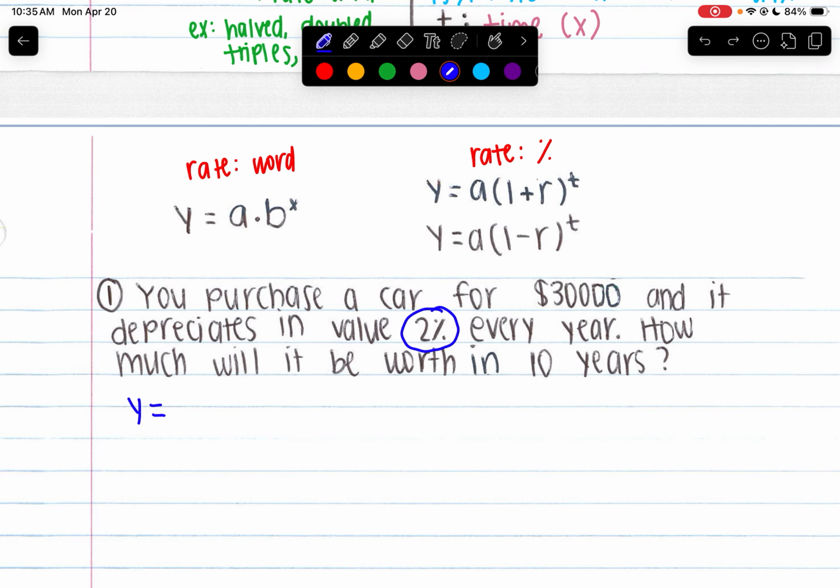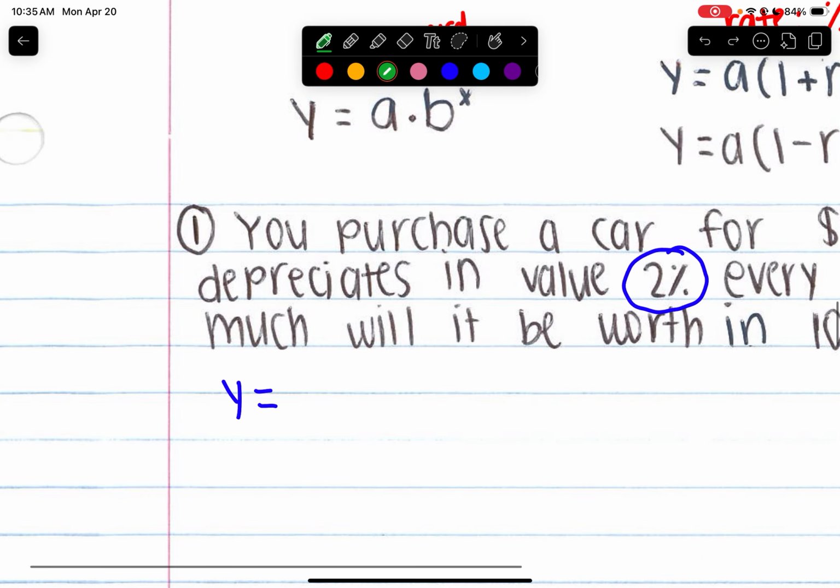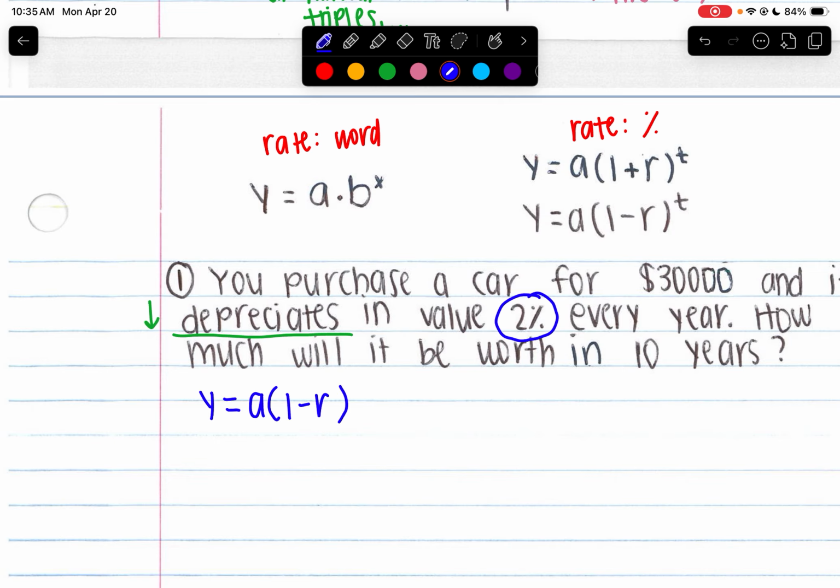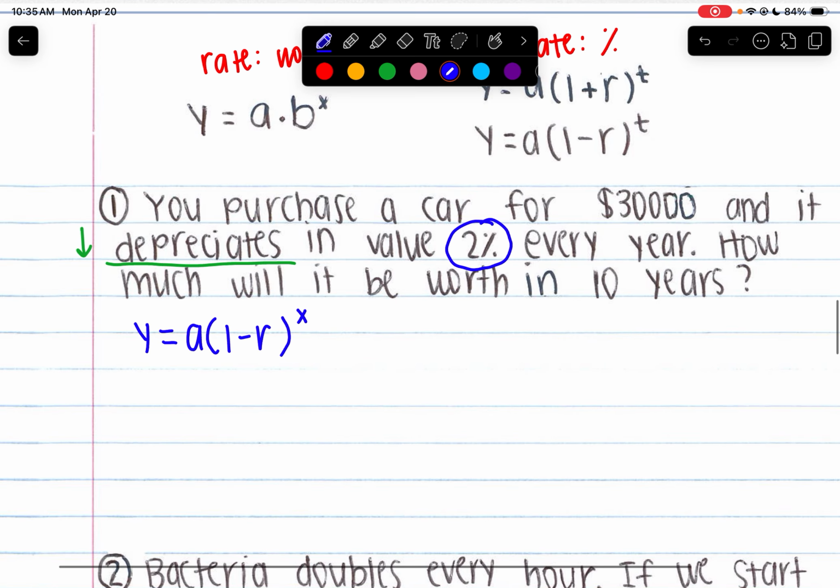The question now becomes, which formula am I going to use? Am I going to use a positive or the minus one? So am I going to be growing or decaying? Now I notice a word here says depreciates. And depreciates means going down, right? It's going down in value, which means I'm going to be using this formula with the minus sign. So I'm going to go ahead and copy that down. Y equals a, 1 minus r to the power of t or the power of x, whatever you prefer. It does not really matter. I'm going to use x just so I can show you that it really doesn't matter.